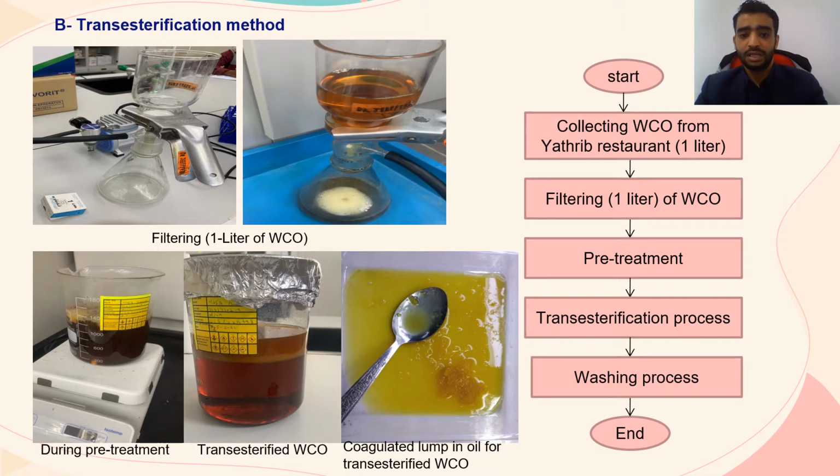After 24 hours of that pre-treatment, heat the waste cooking oil to 50 centigrade with 70 stir RPM and mix in 7.0092 mole of methanol and 2.25 gram of sodium hydroxide, which is NaOH. Then leave it for 24 hours, and this picture shows the result of this stage. Finally, this photo shows the result after the washing process.